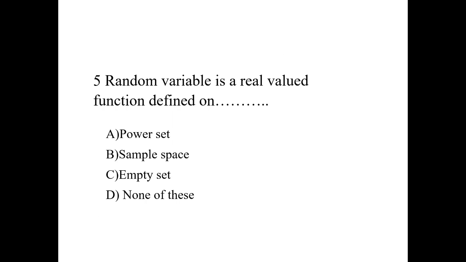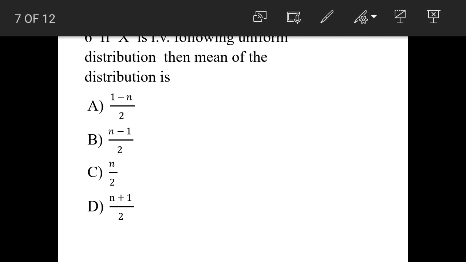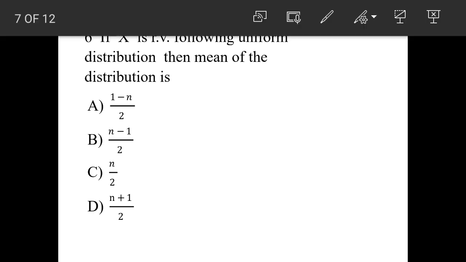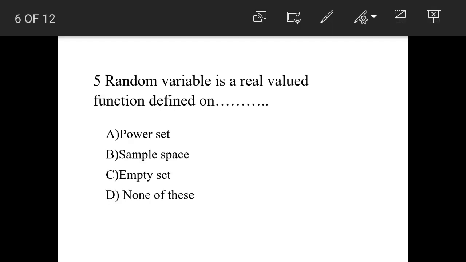Fifth MCQ is: random variable is a real valued function defined on dash dash. Option A is power set, option B is sample space, option C is empty set, option D is none of these. By using the definition of random variable, the correct option is option B, that is sample space. Because we know that a random variable is a real valued function of sample space.